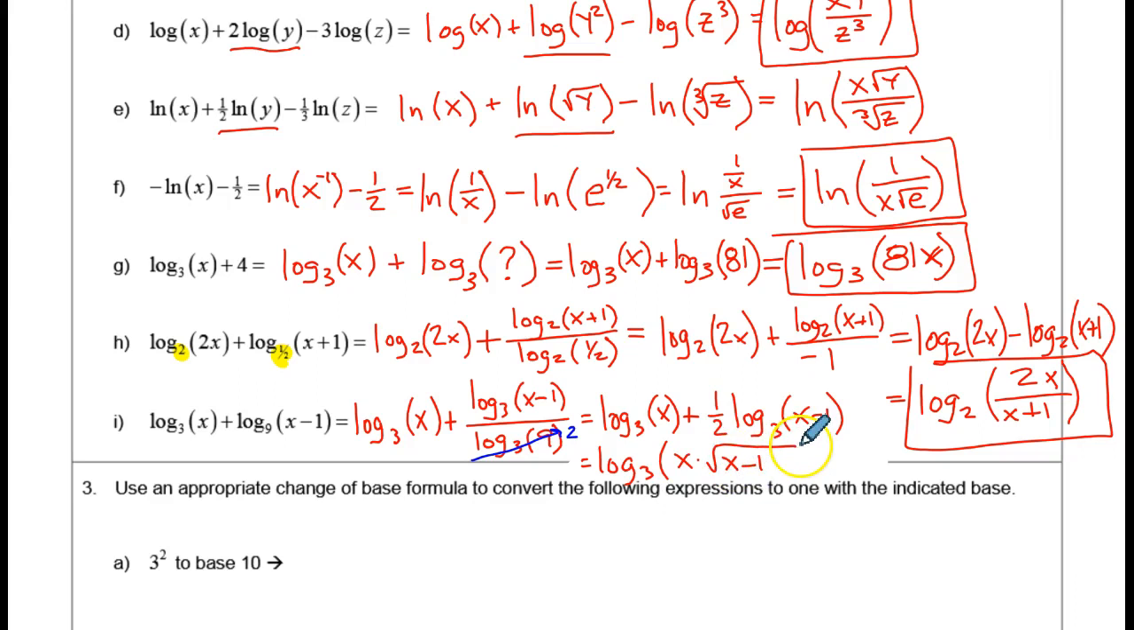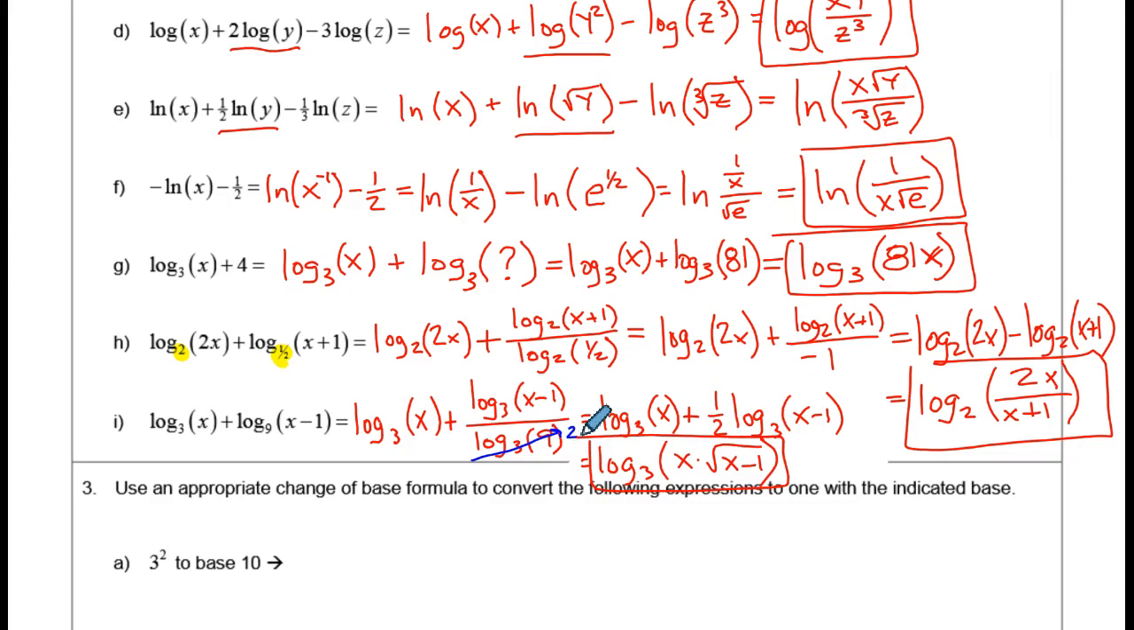Holy cow, where did that come from? Well, don't forget that if I raise x minus 1 to the 1/2 power, that's like the square root of the quantity x minus 1. So there is my final answer for question 2, part I.